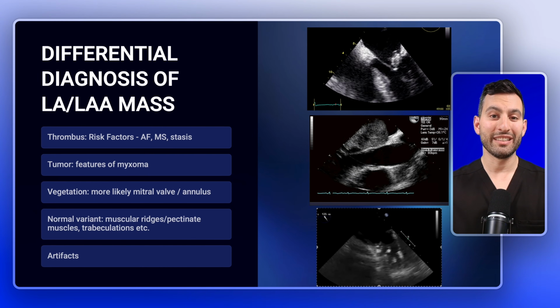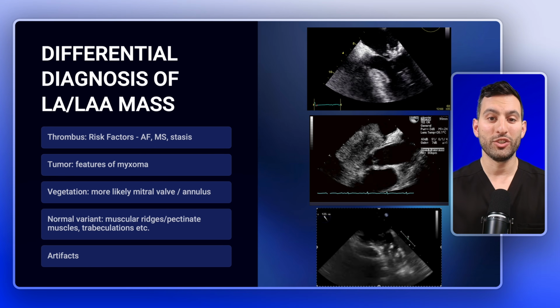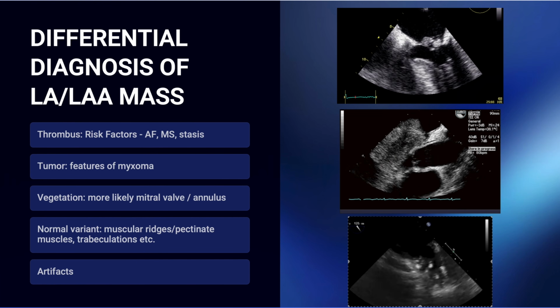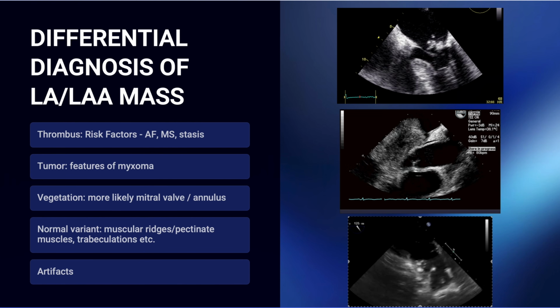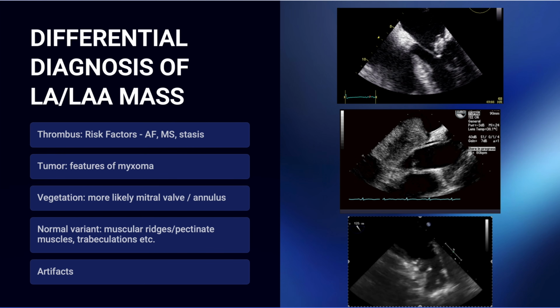If you see a mass in the left atrium or left atrial appendage, there's a differential diagnosis outside of thrombus that I want you to be thinking about. Obviously, it may be thrombus, which would be even higher suspicion in low flow states, such as atrial fibrillation, mitral stenosis, or any time there's stasis of blood flow.